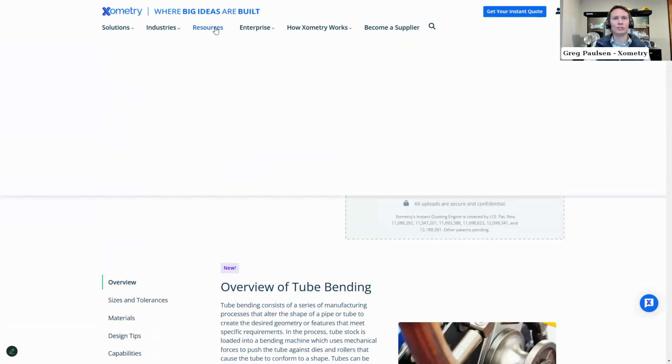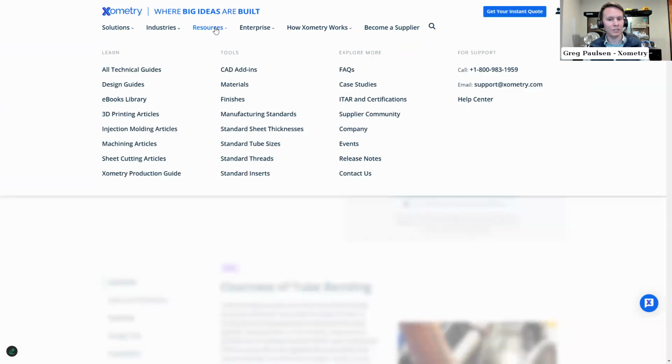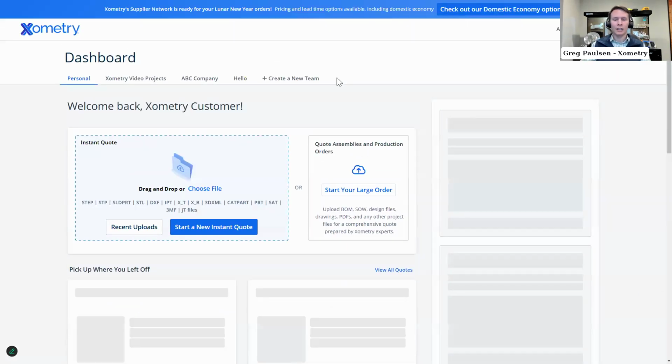The other thing I'll say, because tube is something where we're taking a stock material, is that under our resources tab we have a standard tube size resource that's very useful. We're talking over 1,000 different configurations of tube available for instant quoting. So if you're already designing it, we probably can already quote it, but this is a good sanity check as far as looking for what we're instant quoting. That being said, let's jump into get your instant quote.